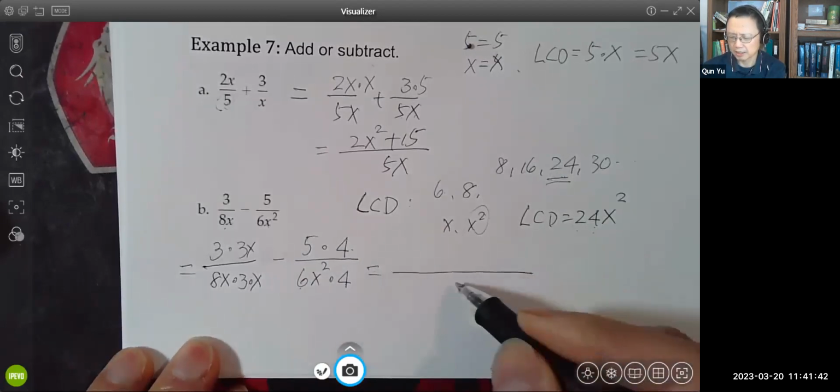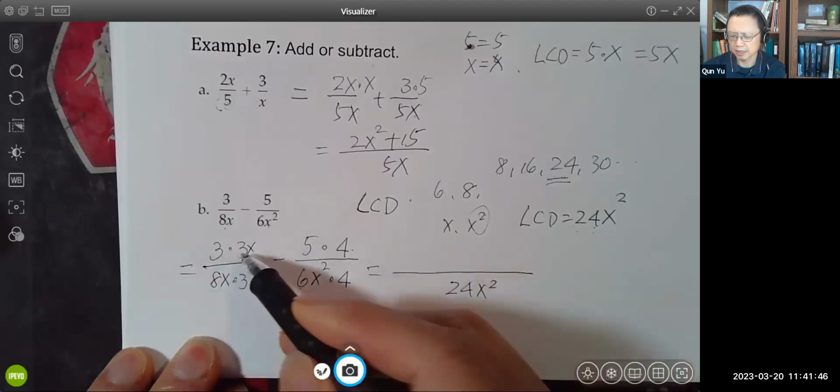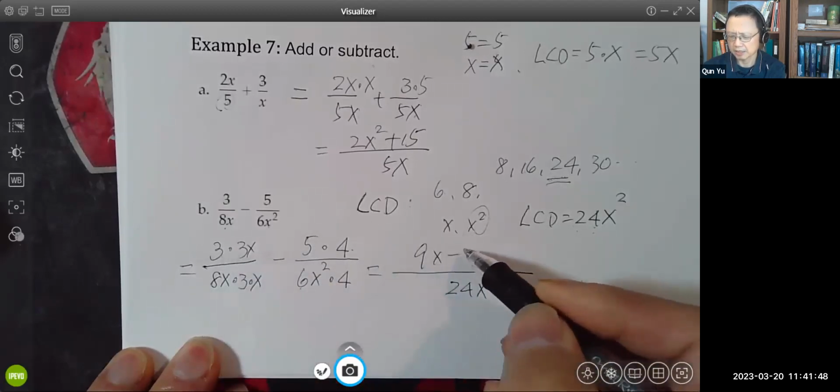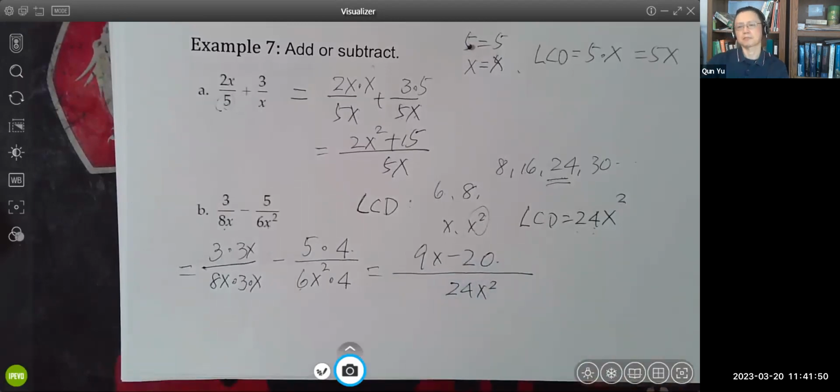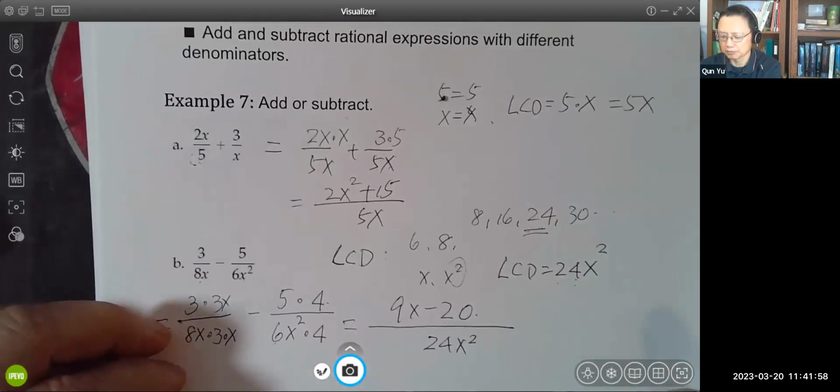So we get 24x squared on the bottom. This is 9x minus 20. So that's our final answer. That cannot be simplified among the 3 numbers. That's why we use the smallest common multiple.